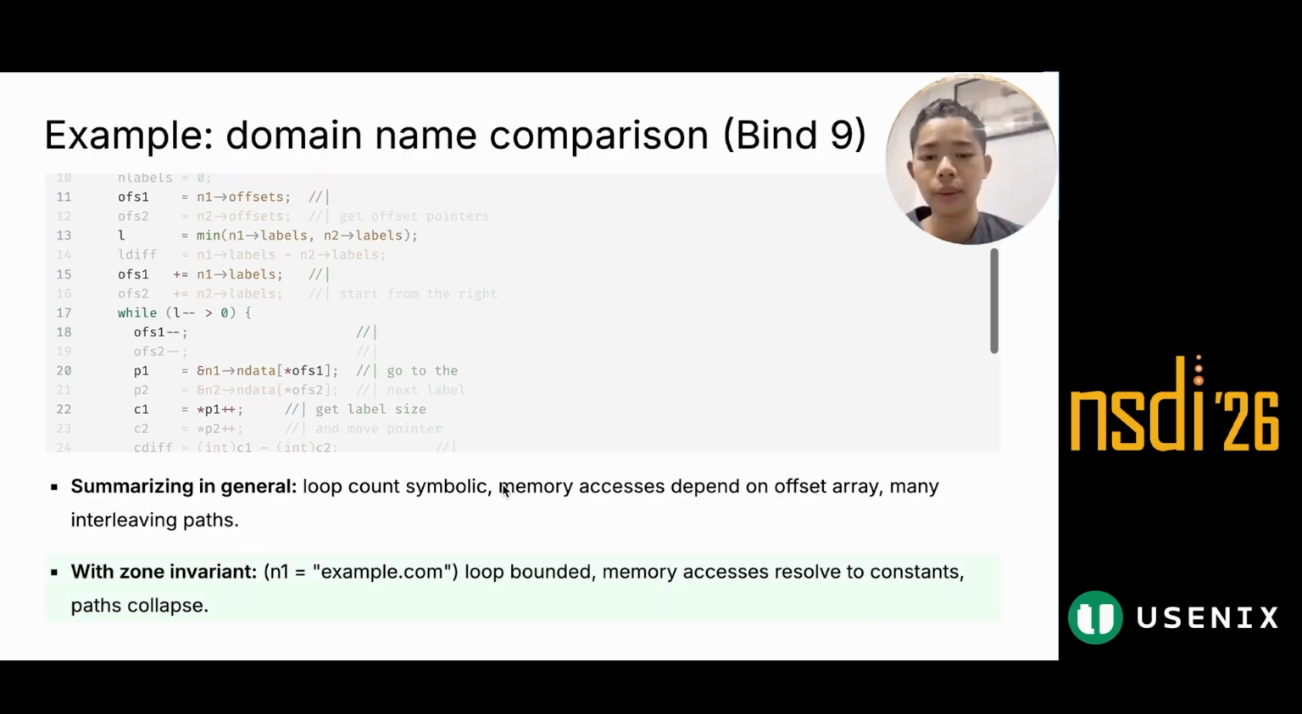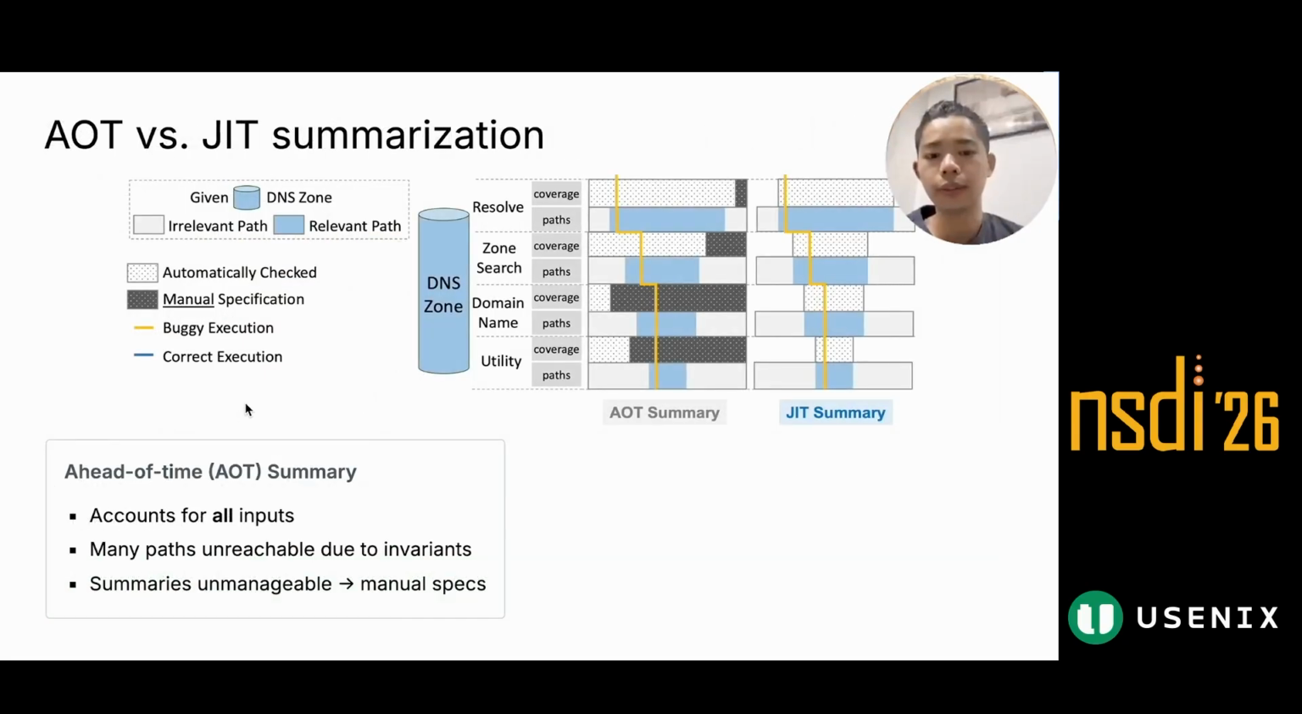But if we know that one of these names, say N1, the in-zone name, is actually a concrete name, like just example.com, then a lot of this complexity vanishes. We know now that the loop count is bounded to 3, and the memory accesses resolve to constants, and the function essentially just becomes compare the query name against this specific string. This is the core difference between ahead-of-time and just-in-time summarization.